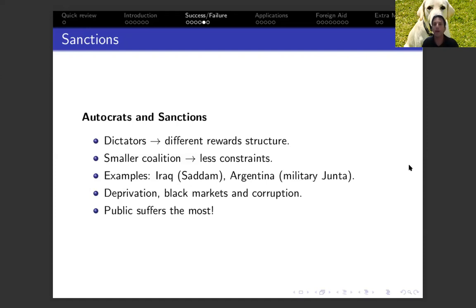Those leaders are also more likely to encourage the creation of black markets and systems of corruption, which will generate revenue for the leaders despite having the sanctions, making them stronger internally, and as a result, also stronger externally. And overall, the bottom line is that when sanctions are levied against dictators in those kinds of countries, the public is the one most likely to suffer.